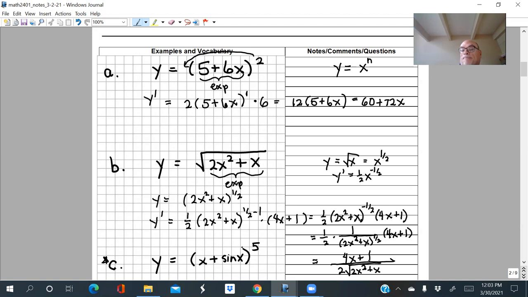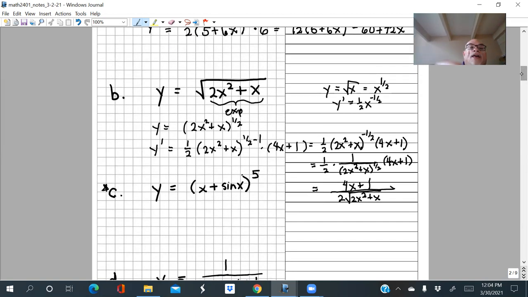So there's my final answer for that derivative. It's not that pretty. It's kind of a complicated answer, but at least we got it right. And it really didn't require all that much work.